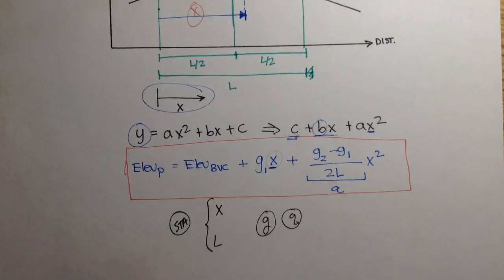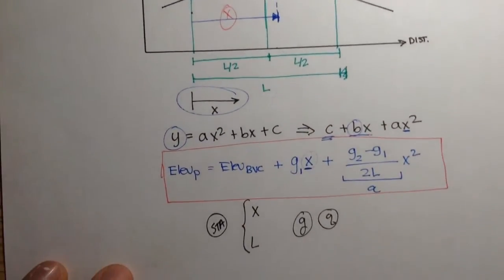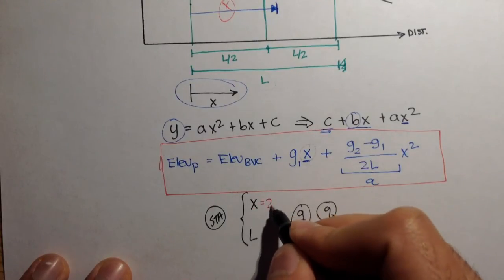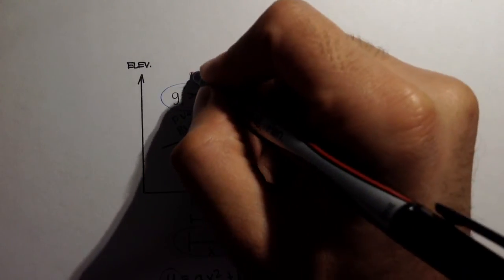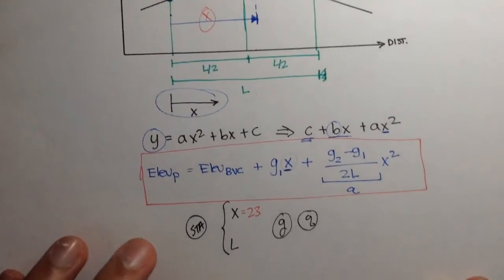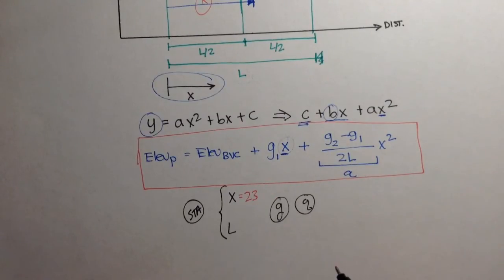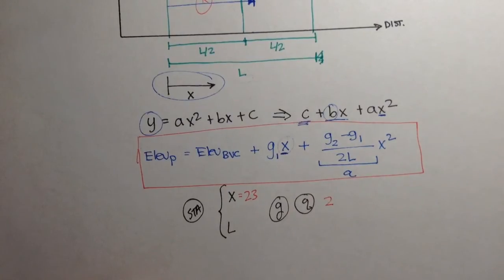So for an example, if this point P was located at station 23, our x value would just be 23. And let's say our grade was, I don't know, 2%. Okay? If that was 2%, then we would input these grades as a percent, so 2, right?